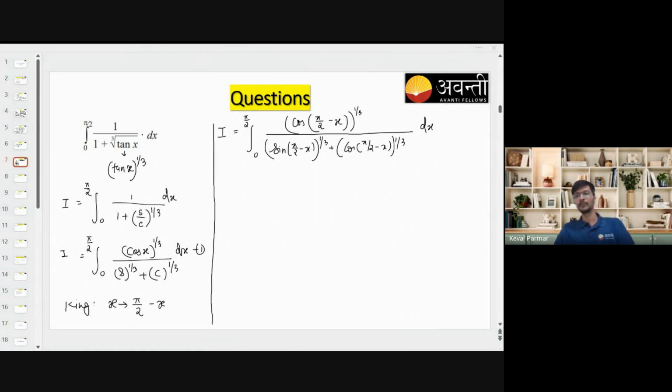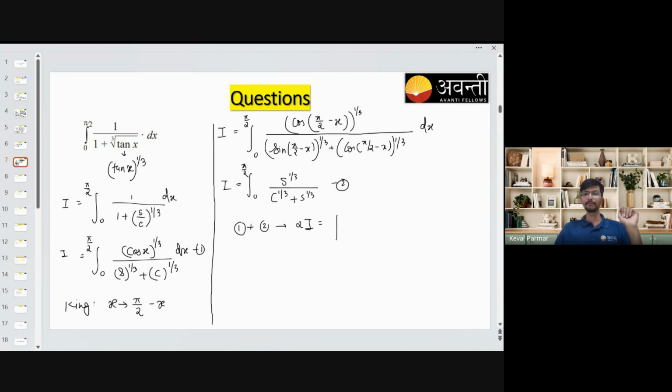So here we know that cos(pi/2 minus x) will be equal to sine x. So I get the integral from 0 to pi by 2 of sine raised to the power 1/3 upon cos raised to the power 1/3 plus sine raised to the power 1/3. Now usually after applying King, the two equations we add them, 1 plus 2. So when we add them, in the LHS I'll get 2I, and in the RHS I'll get the integral from 0 to pi by 2.